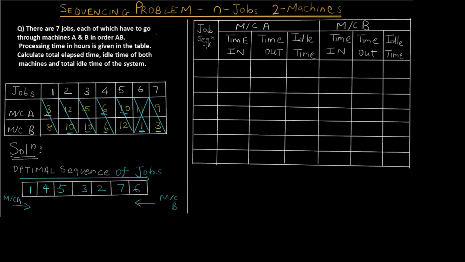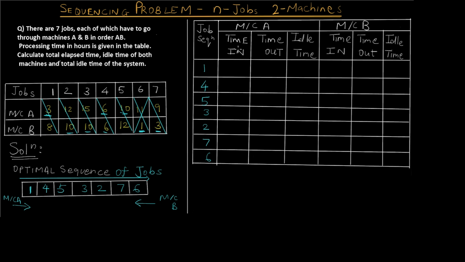Now step 2 is when we calculate all the different values that we are supposed to calculate, that is the idle time and total elapsed time. For that we needed the optimum sequence, so let me write down the optimum sequence that we just calculated. Since we know that machine A has higher precedence over machine B, all the jobs are first going to be processed on machine A. So we'll first calculate 3 different criteria for machine A, that is the time in, time out, and the idle time.